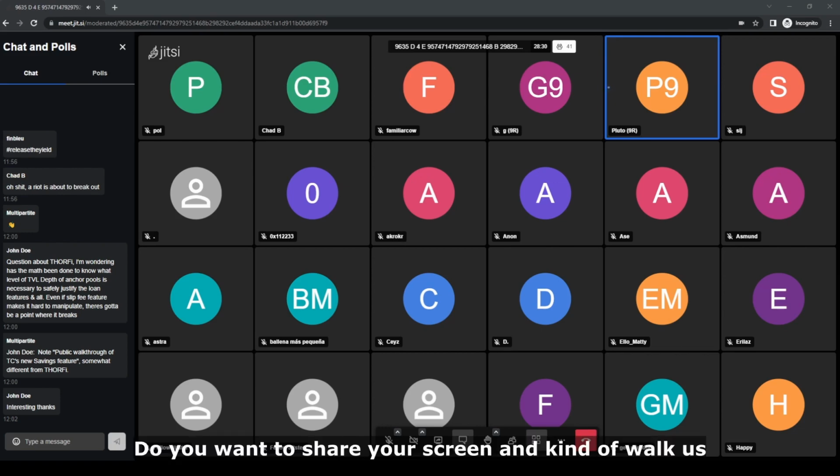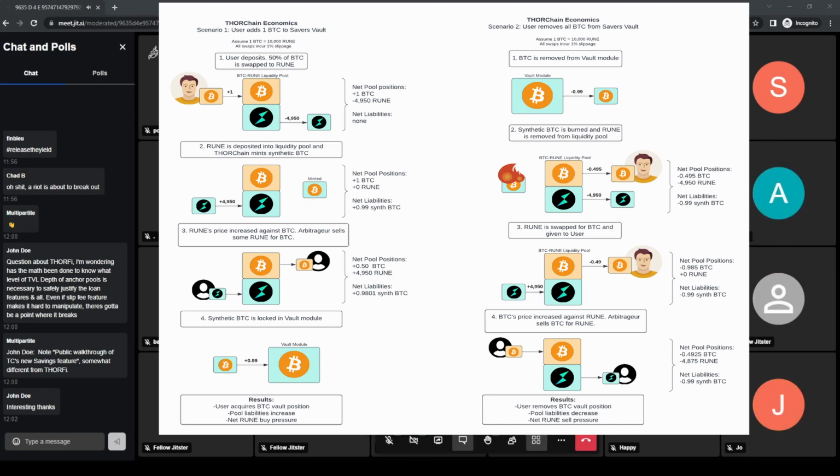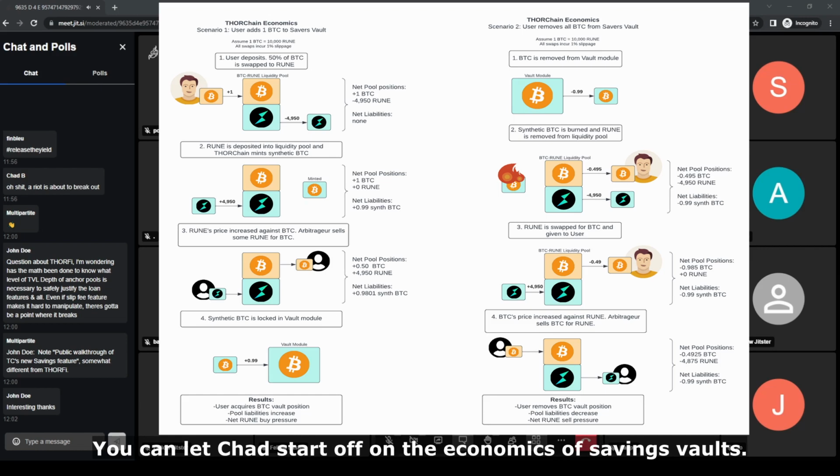Familiar Cow, did you want to share your screen and walk us through the little economics of savings vaults diagram that you put together? Oh, I think you're on mute. Okay. Yeah. Give me a couple of minutes here. You can let Chad start off on the economics of savings vaults. I'll try and pull up the graphic. I've got it right here.